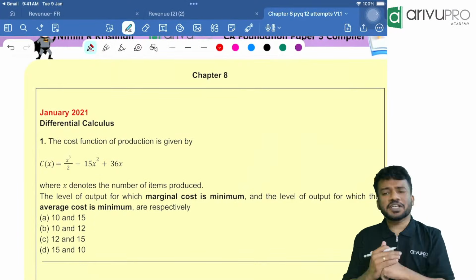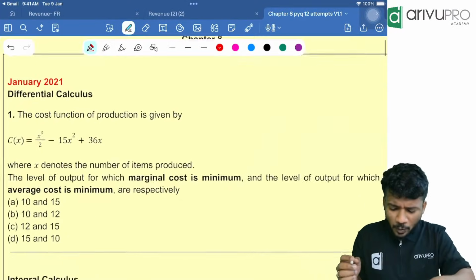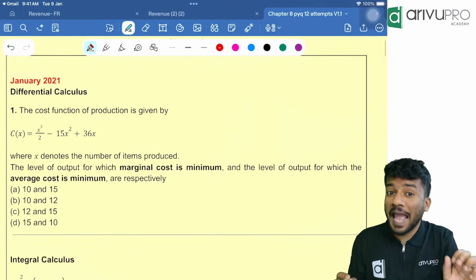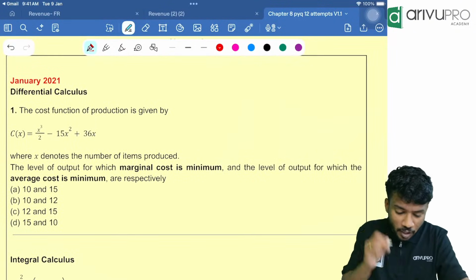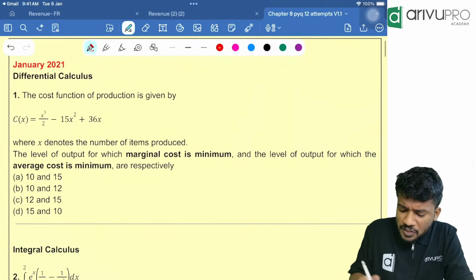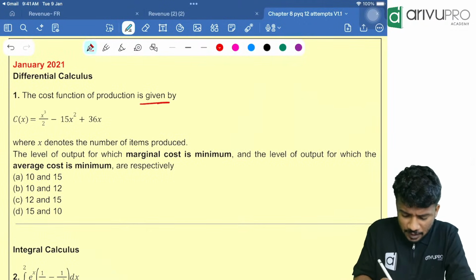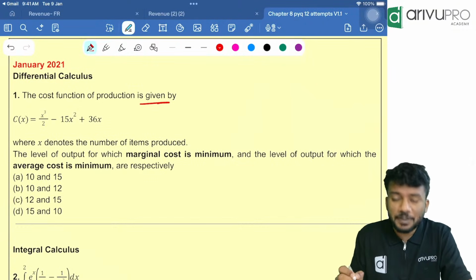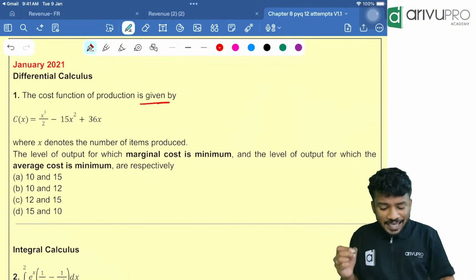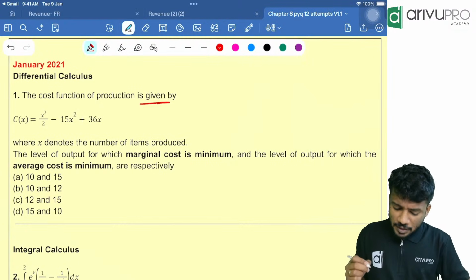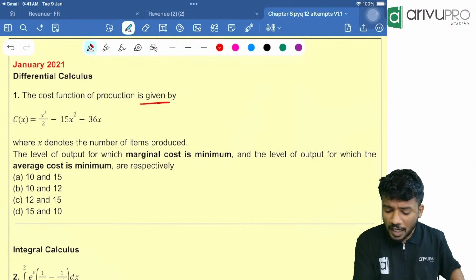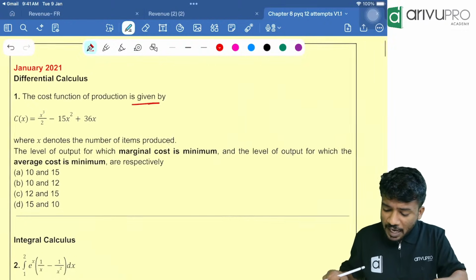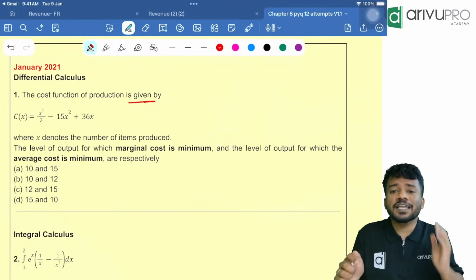Yes, the first question is from January 2021 and it is a very easy question based on application of differentials. Look here, our first question. The cost function of production is given by C of x is equal to x cubed by 2 minus 15x square plus 36x, where x denotes the number of items. Find the level of output for which the marginal cost is minimum and the level of output for which the average cost is minimum.